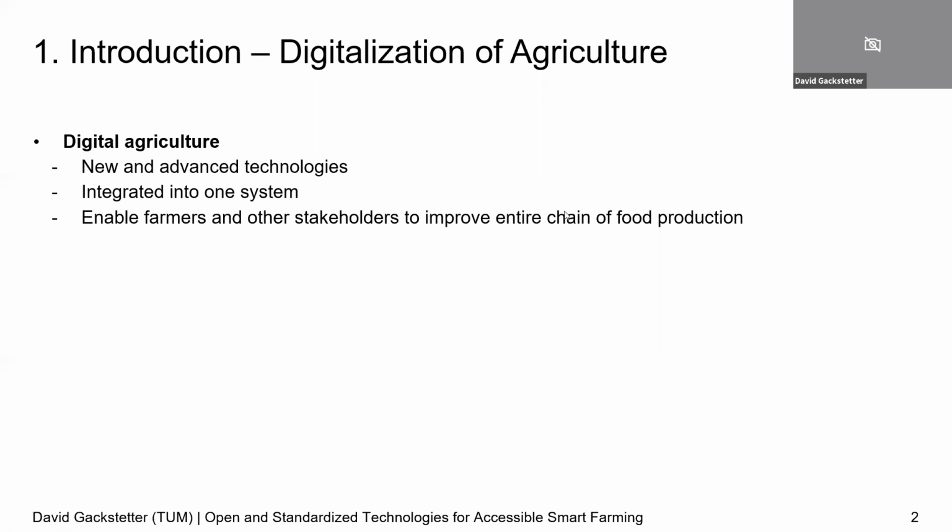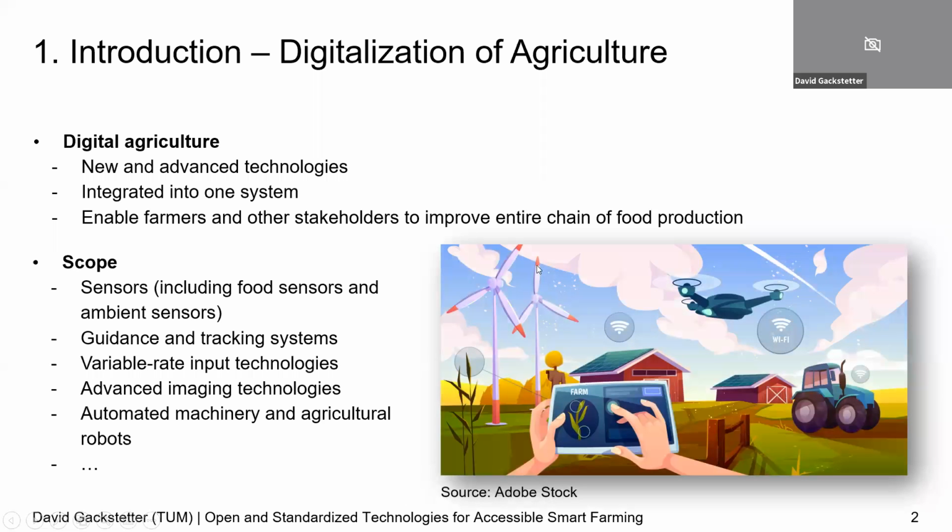So basically, we all have a certain understanding of what is meant by digital agriculture. Just as a short wrap up, the idea is to use new advanced technology, ideally integrated into one system, to make the production chain better and more efficient from the farmer side and also the stakeholder side. So basically, we all have a certain idea what's included there.